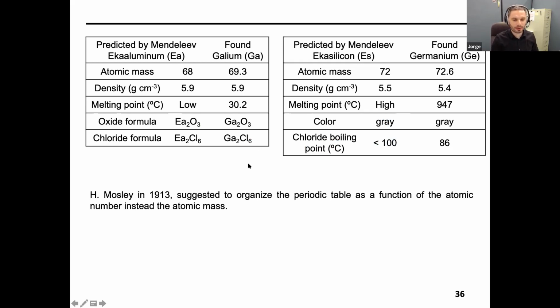Later on, in 1913, Henry Moseley suggested to organize the periodic table not as a function of the masses, but as a function of the atomic number. And that is how we still organize the periodic table today.